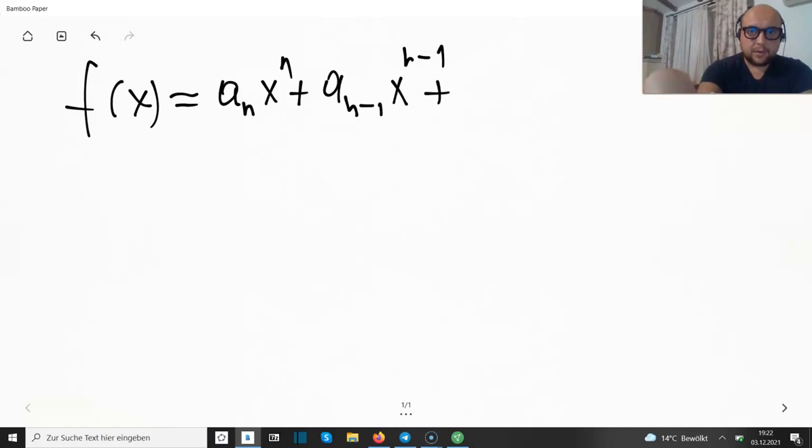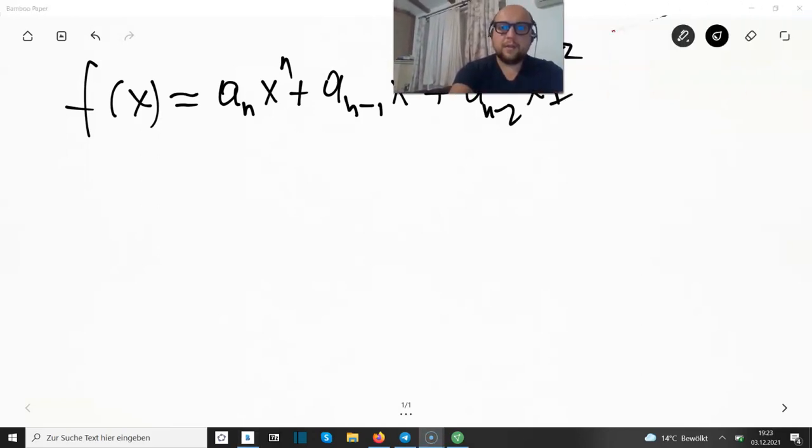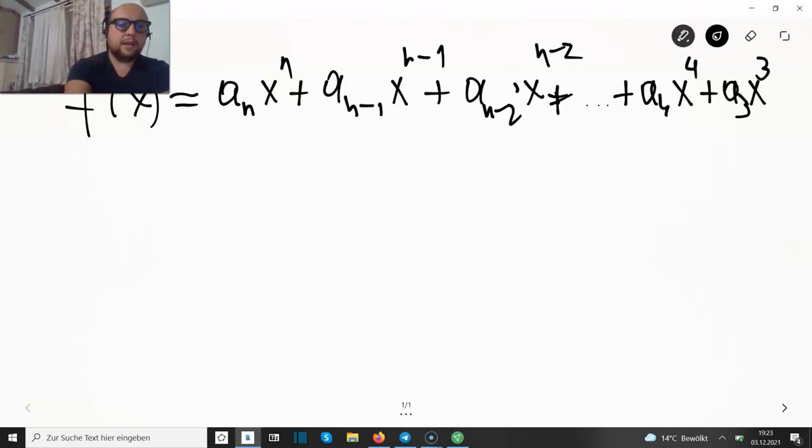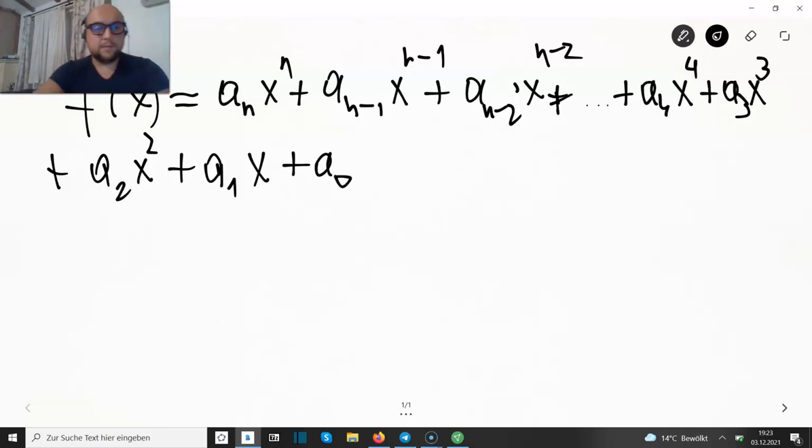All right, and we keep on going. We have a n minus 2 times x to the power of n minus 2 and so on and so forth. And then at some point we are at, let's say, a4 x to the power of 4, a3 x cubed, then a2 x squared, a1 x to the power of 1, and a0, which is just an absolute value without x.